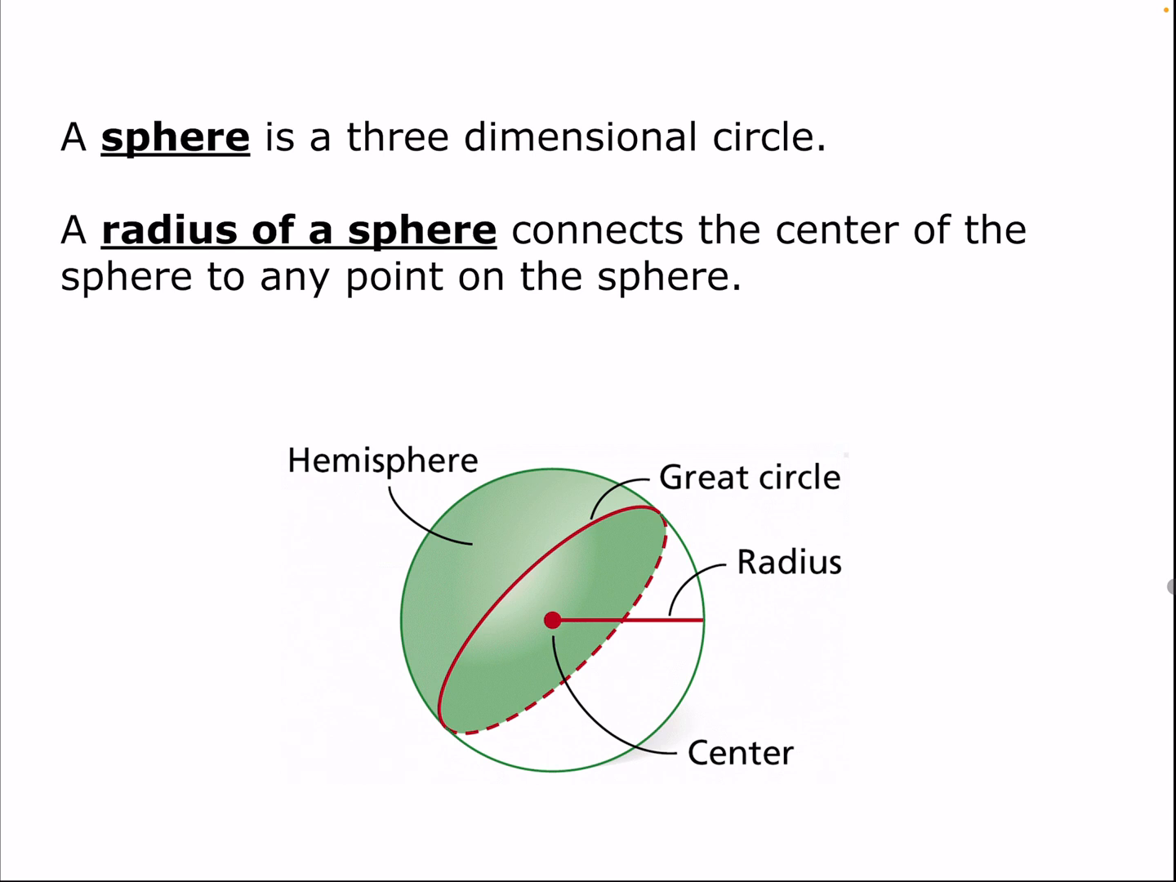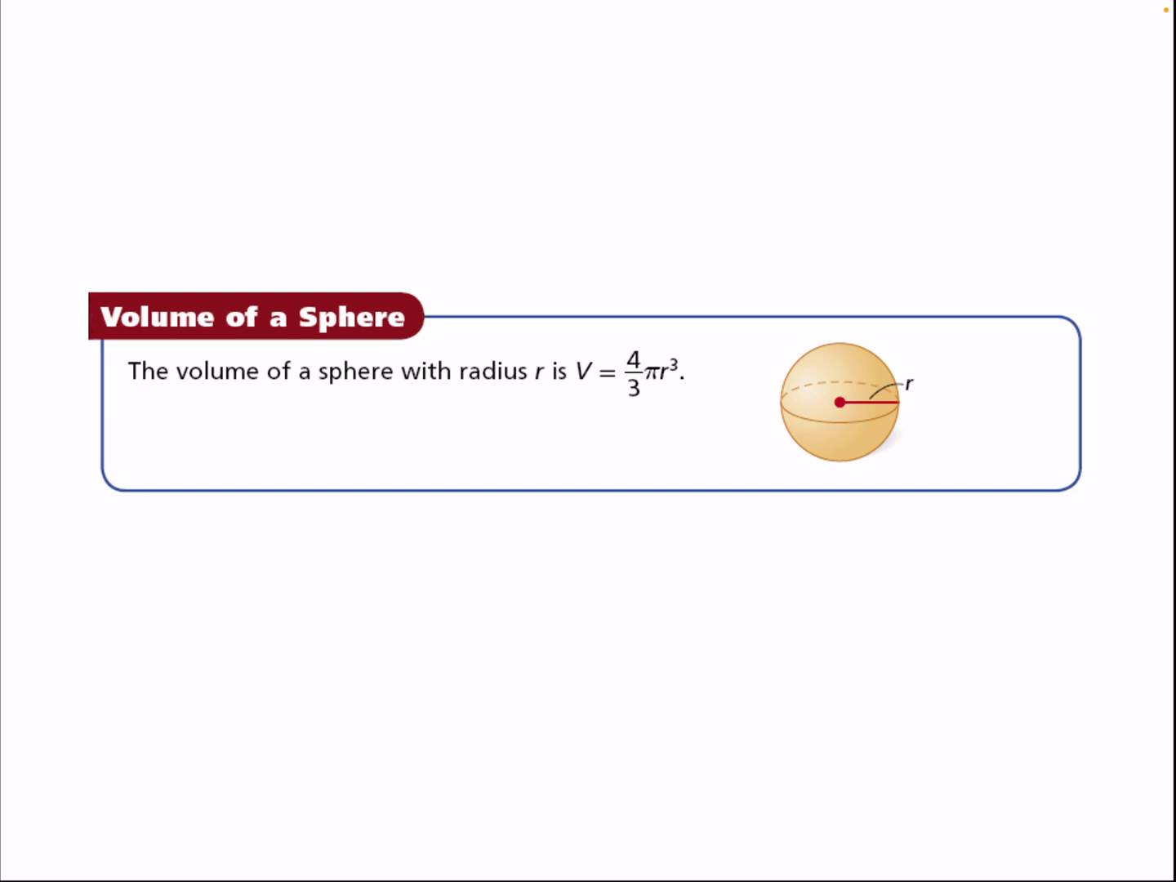Remember, the great circle is the cross-sectional circle that cuts the sphere in half, and a hemisphere is half of a sphere. So here's the volume. It's a little doozy. The volume of a sphere is 4/3 times pi times the radius cubed, because we're dealing with volume, so the radius is cubed.